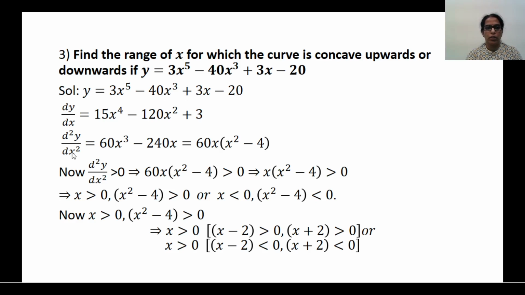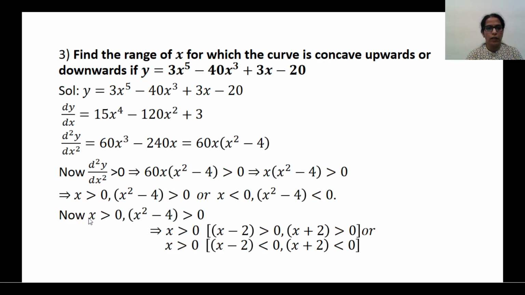As usual, find out the second derivative. You will have 60x into (x square minus 4). First, consider d square y by dx square greater than 0, which means this must be greater than 0. So, which implies x greater than 0, x square minus 4 greater than 0. If this product must be greater than 0, this must be greater than 0 and this must be greater than 0, or this must be less than 0 and this is also less than 0. That is negative into negative, positive.